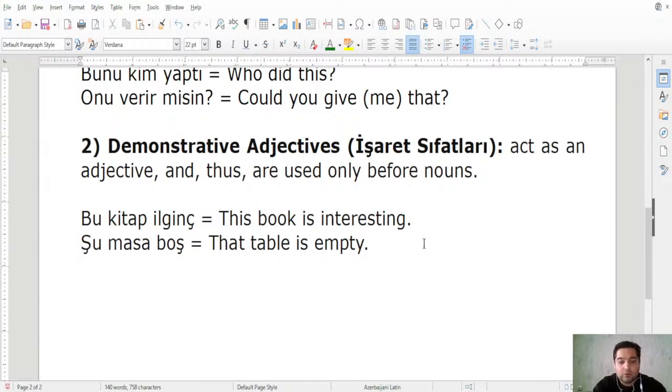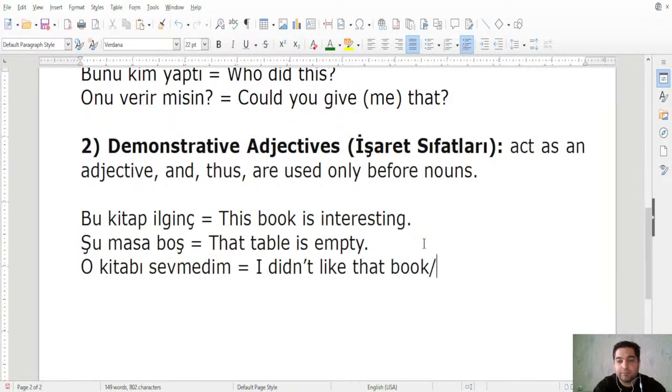Or what about o? Or you can say o insanı, or let's say o kitabı, which is accusative case, right? Not kitap, kitabı sevmedim. O kitabı sevmedim. I didn't like that book. You see?